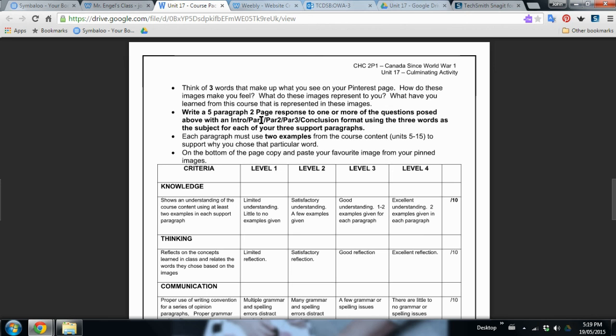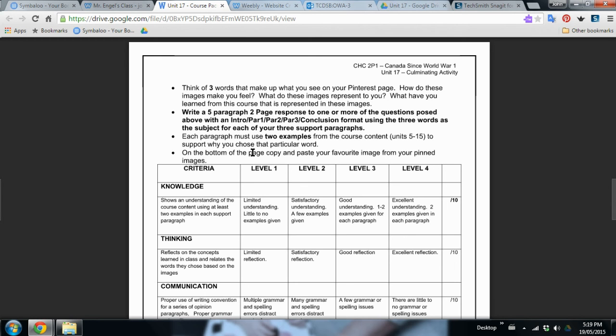Whatever it was, those 3 words that describe the history course and all your Pinterest pictures together, you're going to use 2 examples for each of those that support why it was amazing, why it supported multiculturalism, why it was surprisingly interesting, whatever it was. Okay, so at the bottom of the 5-paragraph assignment, you're going to pick your favorite image from your pinned images, and you're just going to put it at the bottom. And then that's basically the assignment.